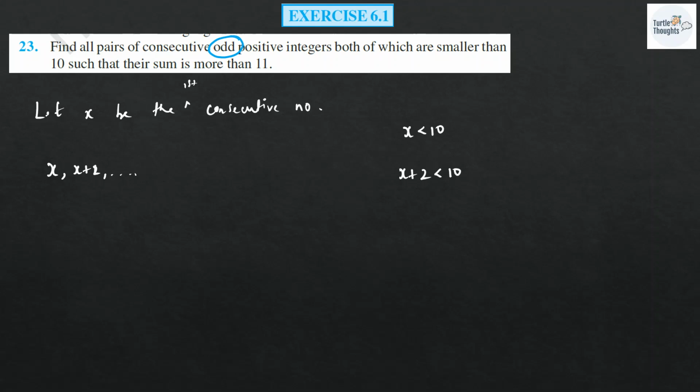Now, this is another inequality that we have to consider. We also have to consider that the sum should be more than 11. So whenever I take up the sum, which is greater than 11, what does this mean? This means that x plus (x plus 2) should be greater than 11. Now there are two inequalities over here. Which one should you consider? The first one or the second one?